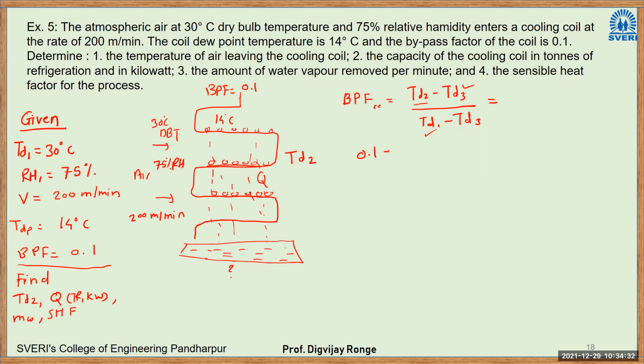So I can put these values. 0.1 will be equal to (TD2 minus 14) divided by (30 degrees Celsius minus 14). TD2 is unknown. So calculate the TD2 value, which will be in degrees Celsius. Calculate the value of TD2.